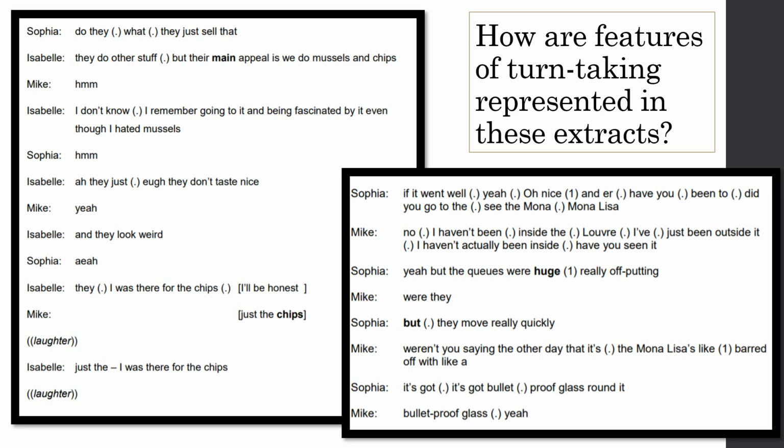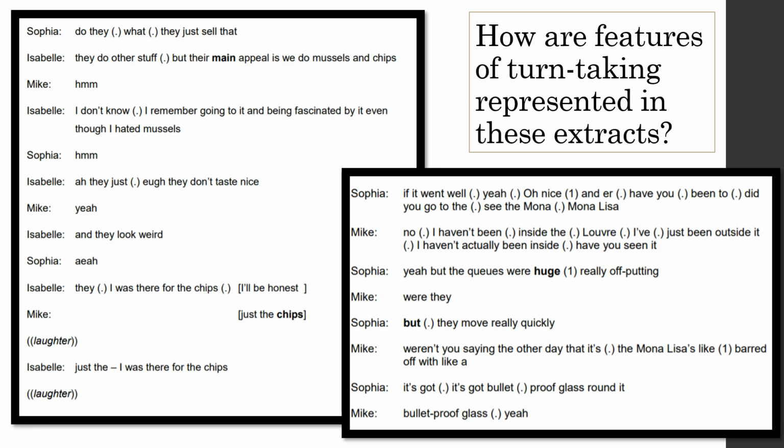In the other extract, we see Sophia and Mike, a two-part conversation in which they are turn-taking by means of asking each other questions. But we also see an example towards the end of that second extract where Mike seems to be running out of, or doesn't actually have, the idea. He says, "Weren't you saying the other day," an example of a topic loop, referring to a previous conversation, "weren't you saying the other day the Mona Lisa's like barred off with like a," and I think that his two repeated hedges there, "like", are being used as fillers because he doesn't actually have the answer to this.